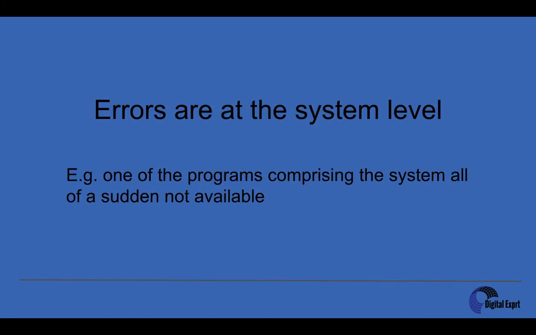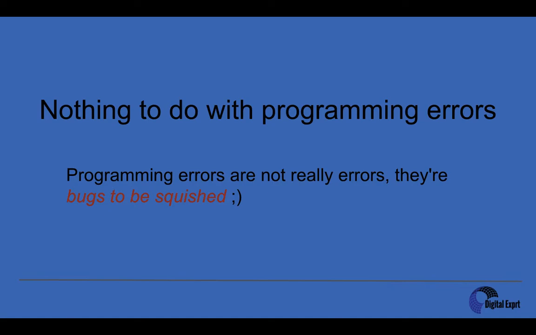So the errors that we're concerned about are at the system level. For example, if one of the programs comprising the system becomes all of a sudden unavailable, this is the error, because we are counting on that program, on that service, to be available. This has nothing to do with programming errors, because programming errors are not really the errors we're talking about here. They are basically just bugs to be squished. And even when we squish those bugs, it doesn't mean that we have eliminated those errors. So bugs are separate from errors.